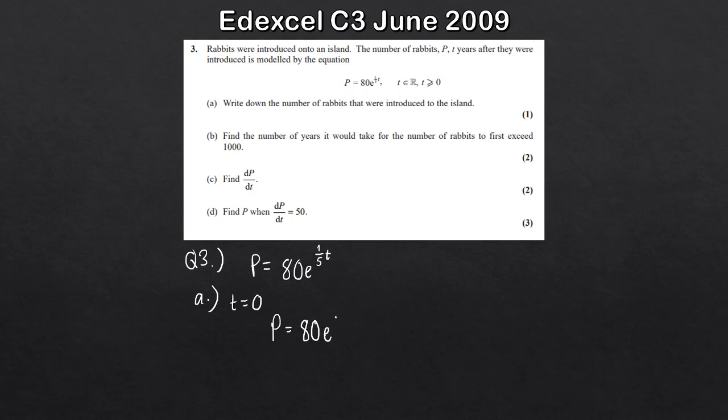So this is 80e to the 0. Now, anything to the power of 0, we should know is just 1. So what I get here is 80 times 1, which is equal to 80. So the number of rabbits that are introduced to the island is 80, so 80 rabbits. So that's just our first mark there.